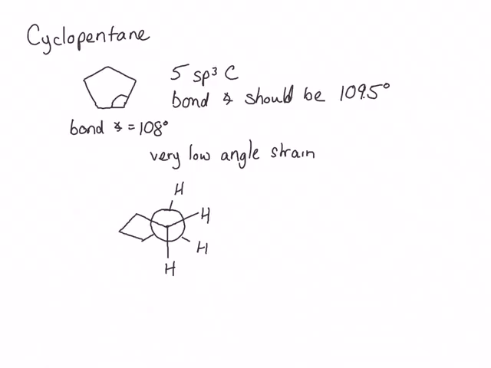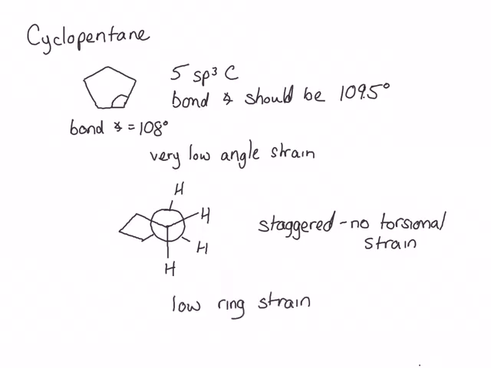And so what we can see, and hopefully you can also see this in your model, is that when we have 5 bonds, we have quite a bit of flexibility, and we're able to get almost all of these groups completely staggered around our Newman projection. And what that means is that we have no torsional strain, and since we have very little angle strain, we have very little ring strain. So since cyclopentane has low ring strain, it's low in energy, it's very stable, and that is why it is one of the cycloalkanes that we see most commonly in organic chemistry.